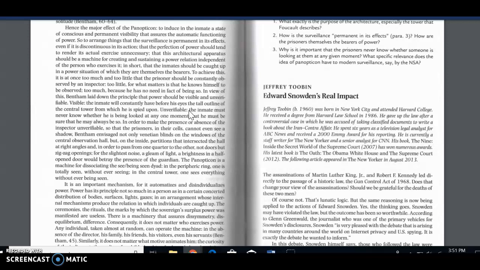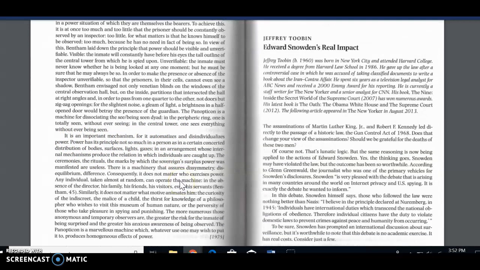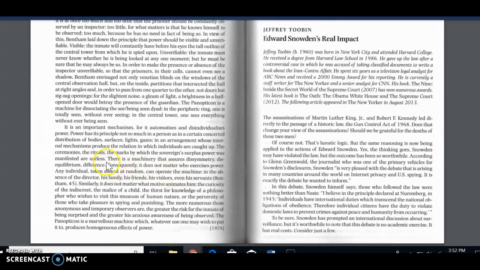Okay. What I want to do is jump down here, and this is just my quick assertion. It is an important mechanism, for it automatizes and disindividualizes power, okay, that's important. Power has its principles not so much in a person as in a certain concerted distribution of bodies, lights, gazes, etc. What this does here, and this is what I want to talk about specifically, is there's a machinery that assures dissymmetry, right? There's an unbalancing here, right? Disequilibrium, difference. So you're never comfortable in essence. Consequently, it does not matter who exercises power. Any individual taken almost at random can operate the machine, okay? In the absence of the director, his family, his friends, his visitors.